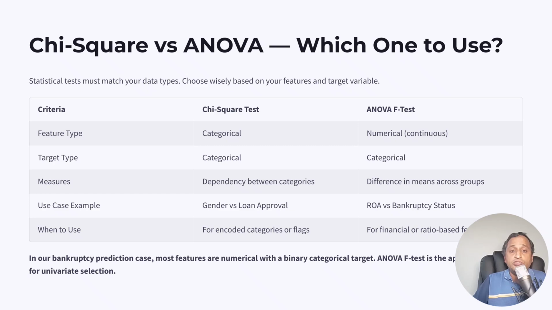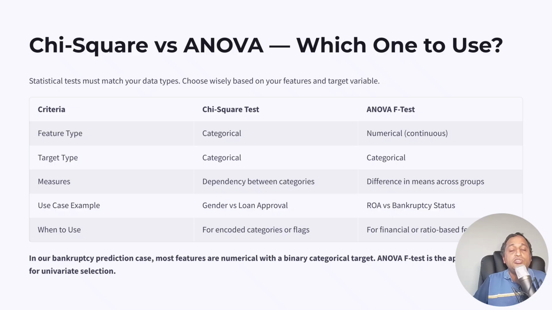Chi-square test. Use this when both your feature and target are categorical. It measures whether there is a dependency or association between two categorical variables. For example, if you are checking if gender affects loan approval, we use the chi-square test. It is great for binary flags like has license, or encoded categories like regions or sectors.